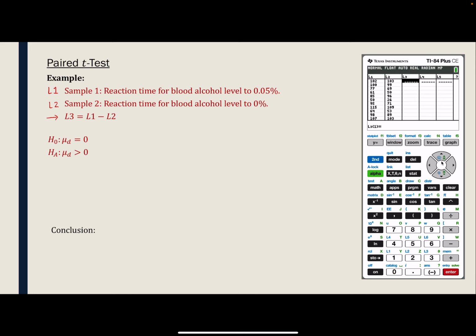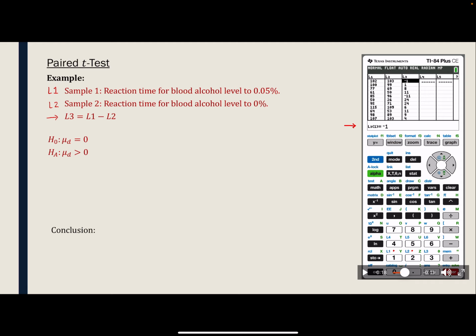So we're going to arrow up to L3, and I want you to see what it looks like. I'm going to use the up arrow and arrow up to L3. And right here, notice it just says L3 equals. And we're going to type in L1 minus L2. L1 is down here, it's second 1, and L2 is second 2. So we're going to do L1 minus L2, and then hit enter. And notice that it fills in that column for you. So the calculator has done all the subtraction for you.